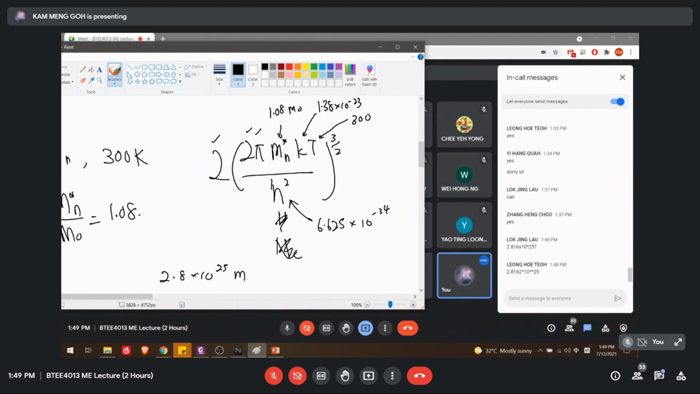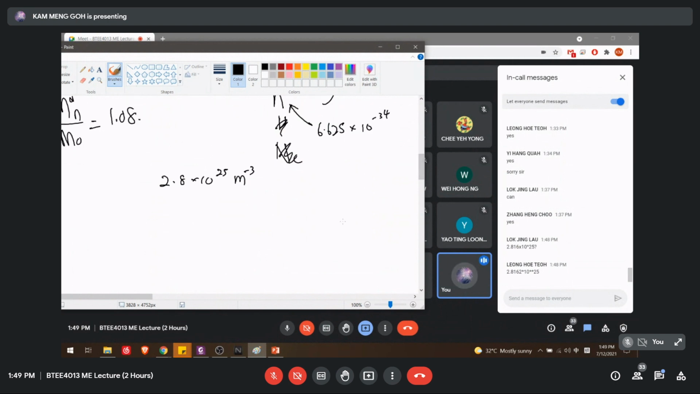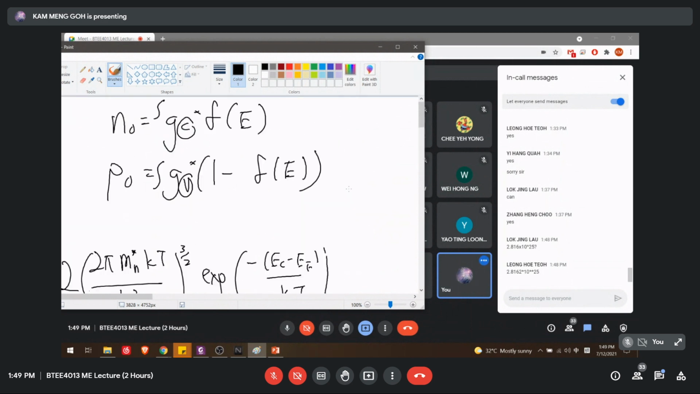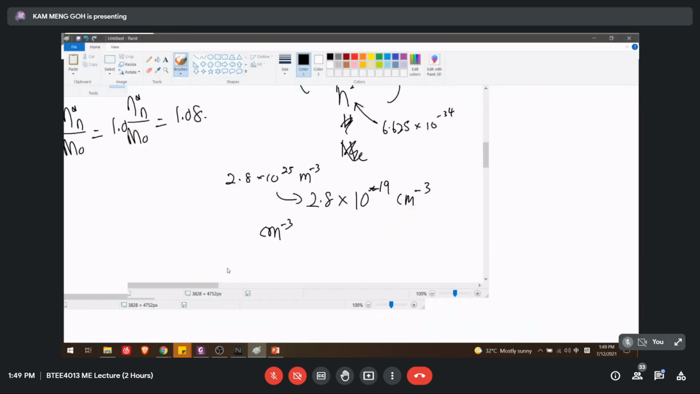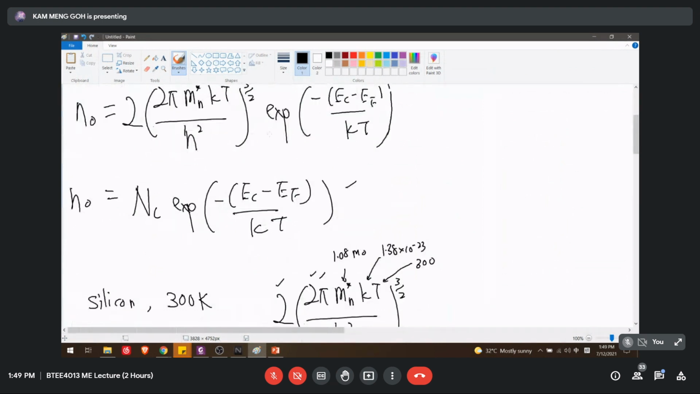But this one is in meter minus cube. Normally, from this lecture onward to the end, we are going to use everything in centimeter minus cube. So in order to convert to centimeter cube, you should get about 19 cm minus cube. So from now on, we will keep on using this. And we're always doing this NC.